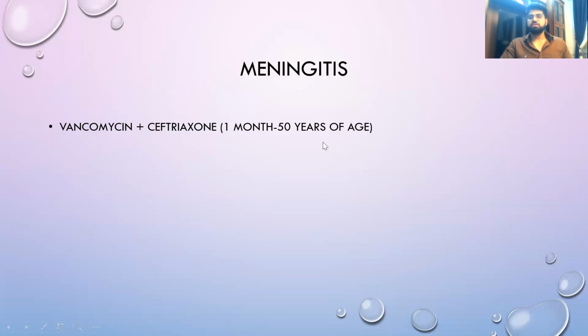50 years of age is the upper limit. We will use these drugs beyond 50 years of age as well. It is just the upper limit because beyond this, we have to add another drug and we'll come to that. But vancomycin plus ceftriaxone, now this is a common concern that we have because generally we have got these beta lactams for our gram-positive coverage, right? So why do we have to empirically treat meningitis with vancomycin?